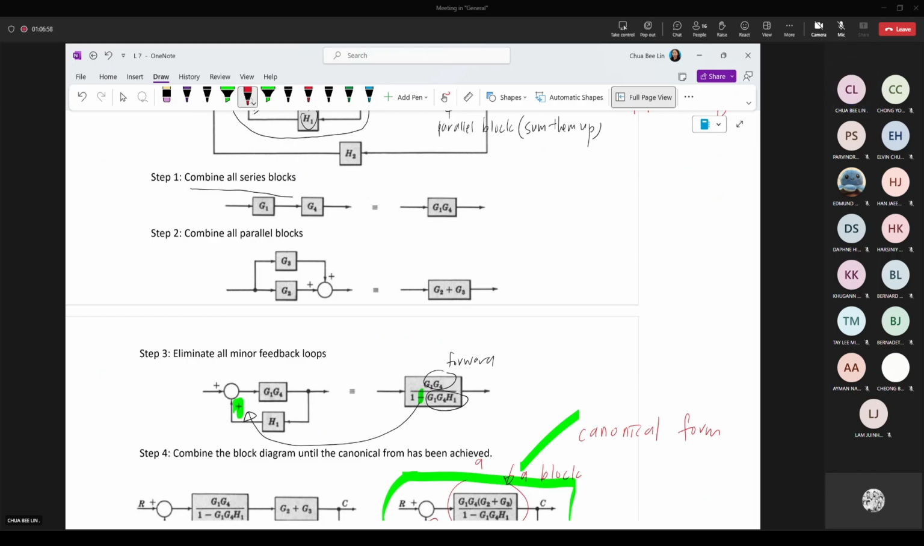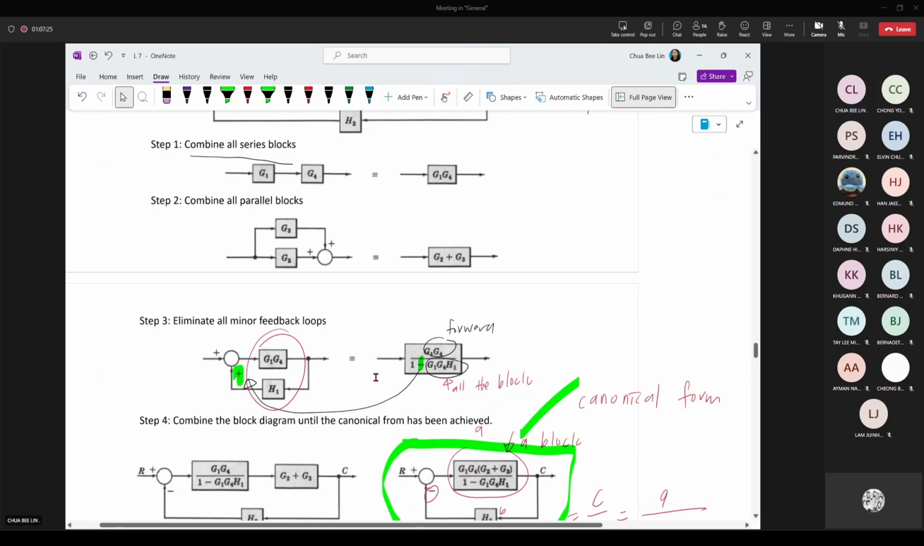Okay, and then this one is all the blocks. So all the blocks mean all these, multiply them together: G1, G4, H1. We will always place the H1 at the back. We won't arrange the feedback block at the front, so remember to put this one at the back. So all the blocks mean G1, G4, H1.